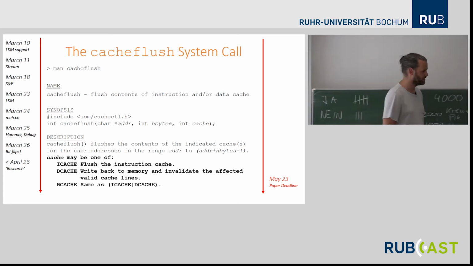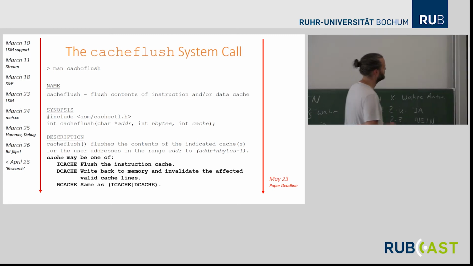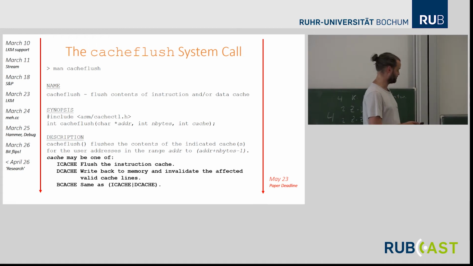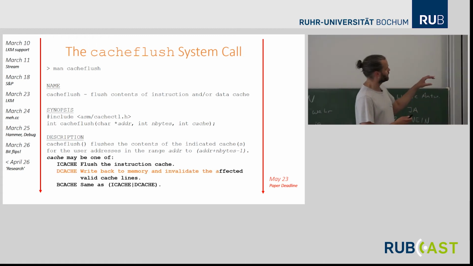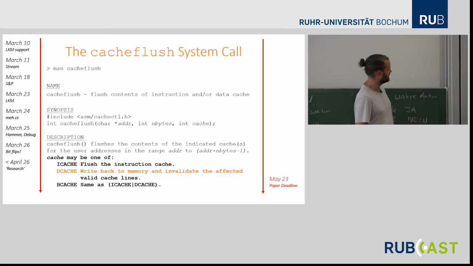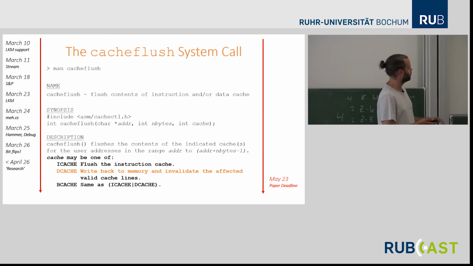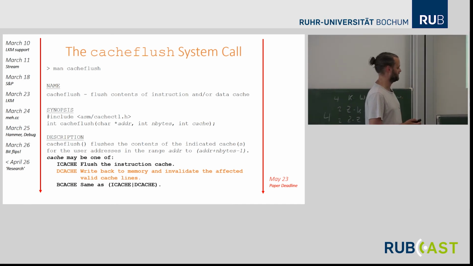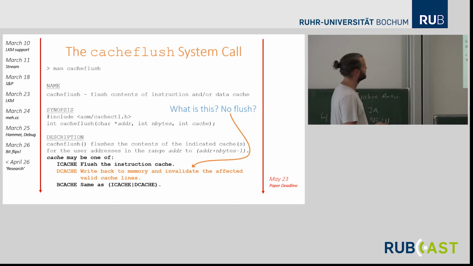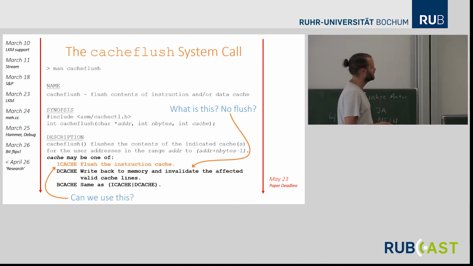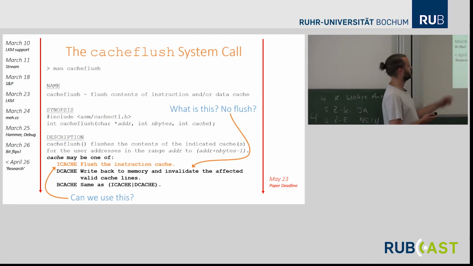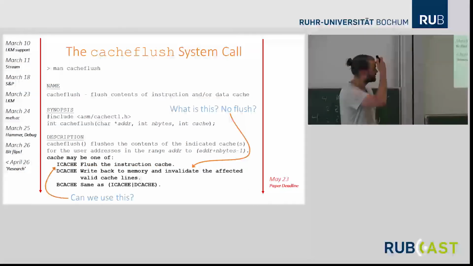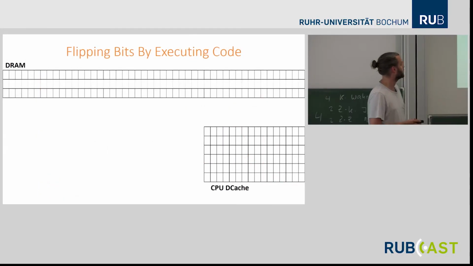And then there was also on the man page that this cache, which is one of the arguments for the system call, can be one of the following. And if it's dcache, then we will write back to memory and invalidate the affected valid cache lines. But what does this mean, right? Invalidating a cache line is different than flushing. Maybe we should try the icache, flushing the instruction cache. Can we use that? Okay.